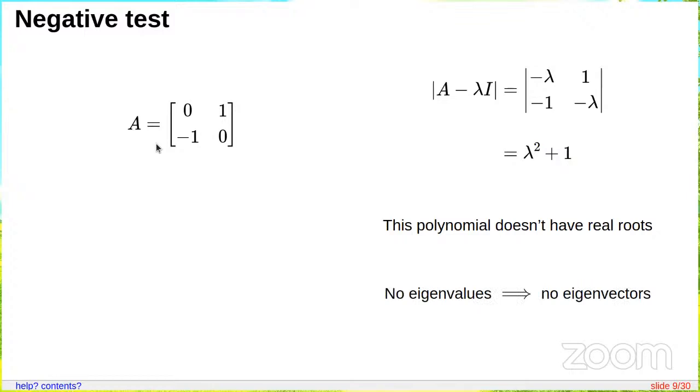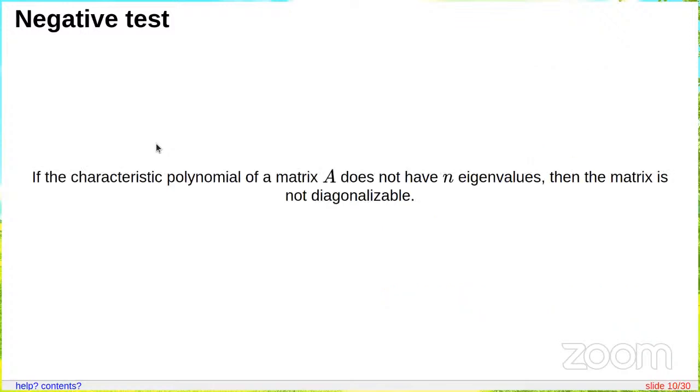So I'll assume that there are no eigenvalues. And since eigenvalues and eigenvectors are inseparable, there are no eigenvectors. Then the matrix is not diagonalizable. So specifically, this test says that if you have a matrix A which does not have n eigenvalues, then you cannot diagonalize that matrix, because you will not get hold of n linearly independent eigenvectors.